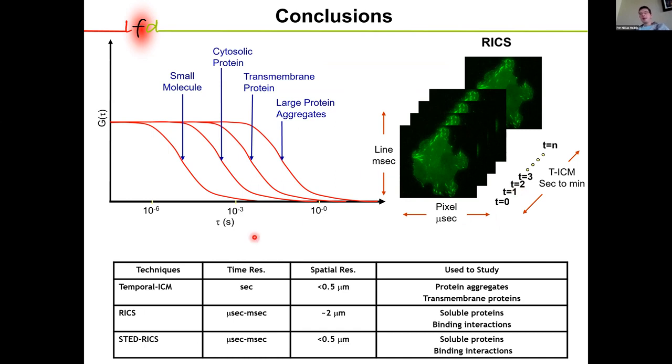So temporal image correlation, the time resolution is seconds. You have a spatial resolution at the single pixel level, which is good for large aggregates. Then we have RICS on the microsecond to millisecond time scale, with a spatial resolution of the diffusion map of maybe 2 microns or so. And then you can improve upon the spatial resolution by applying STED.